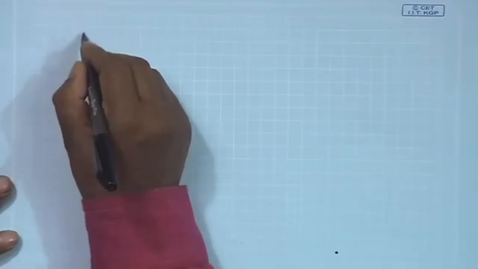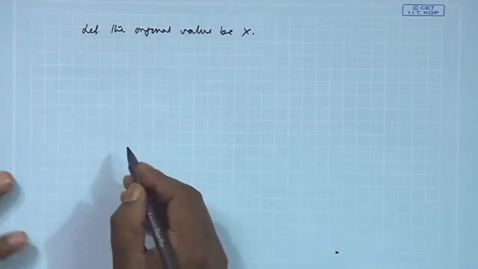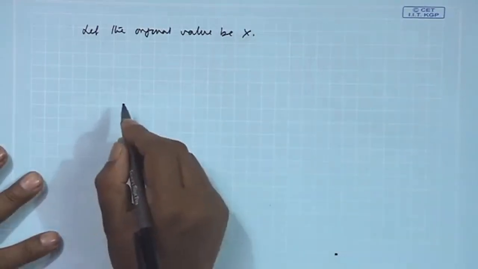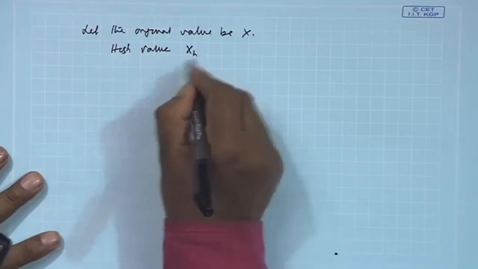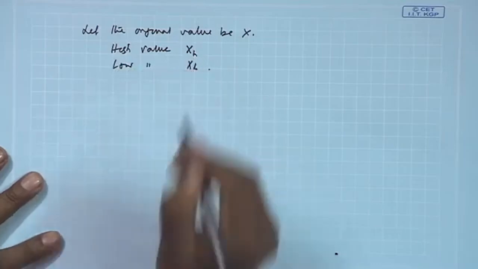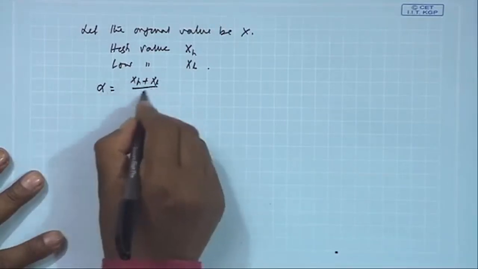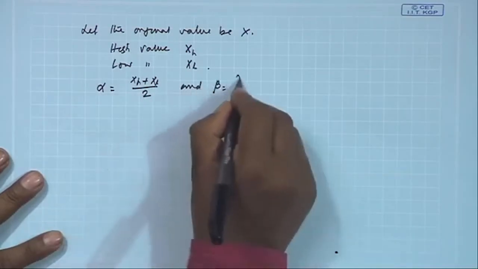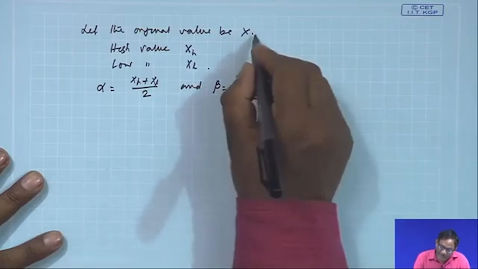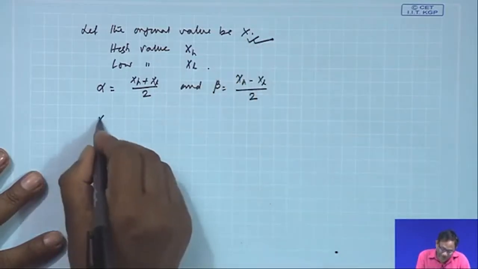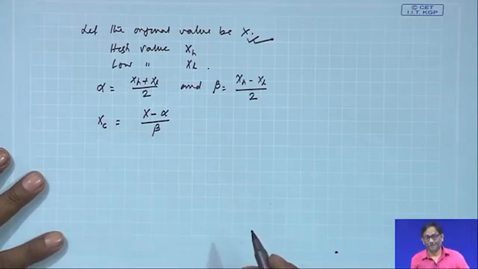Let the original value be x; otherwise, I can say x is the variable. Now, suppose the high value is x h, and the low value we write as x low. Create two quantities: alpha, which is x h plus x low by 2, and beta, which is x h minus x low by 2. Now, if x is measured in the original unit, then the coded unit x coded is x minus alpha by beta.